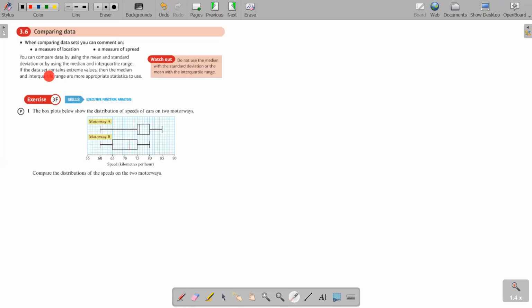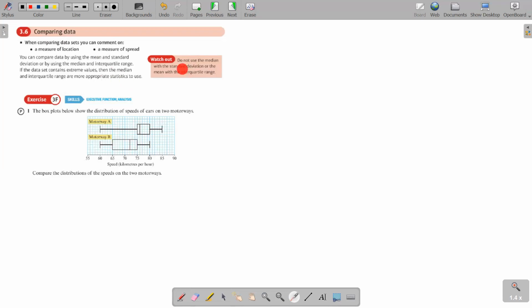So if the data set contains extreme values, I think you remember this was done in chapter 2, right? In the event of an extreme value, mean is affected. Do you recall? So if there are extreme values, you should go with the median and interquartile range for comparison, as they are more appropriate statistics. In the event of extreme values, the mean will be affected, even the standard deviation. So better to go with median and interquartile range.